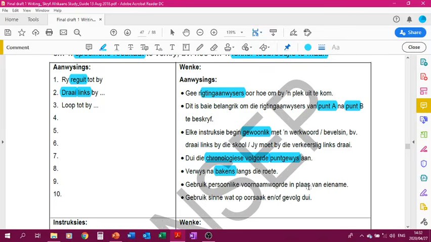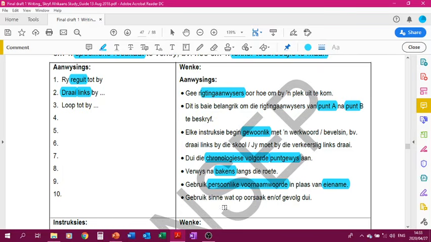Gebruik persoonlike voornaamwoorde in plaas van eie name. So use personal pronouns, sorry, not prepositions. Use personal pronouns instead of proper nouns. So instead of saying, Johan ry reguit verby, you will say, jy ry reguit verby totdat jy. Okay? So we're not going to use names, we're going to use jy en jou of julle or whatever the case might be.